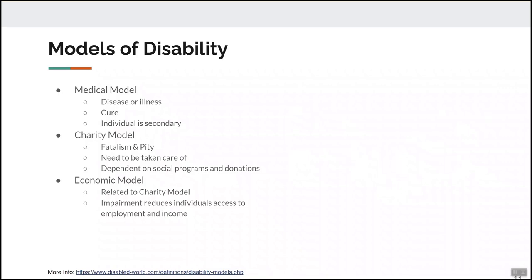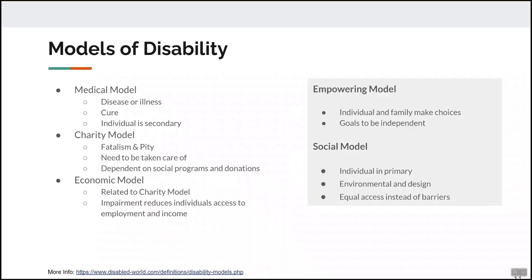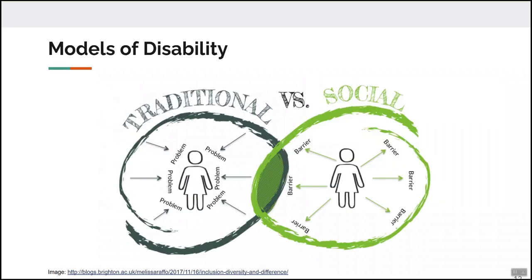In the economic model, it's related to charity, where a person with a disability has reduced access to employment and income, and because of that, they may also need social programs and donations. The empowering model gives the individual and the family the ability to make choices about their treatment, and they're able to make goals about being independent. The social model puts the individual first, and it says that the environment is what is causing barriers and not the disability.